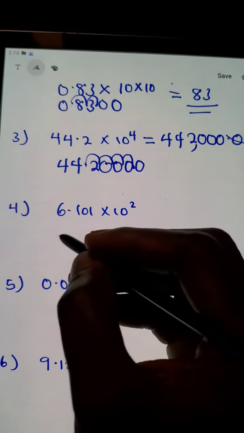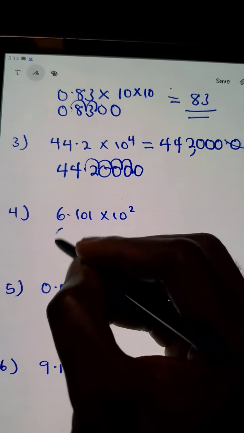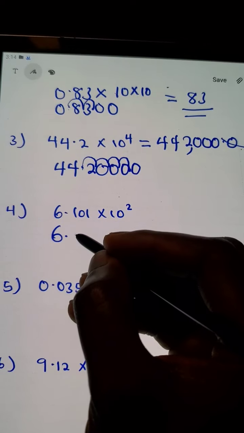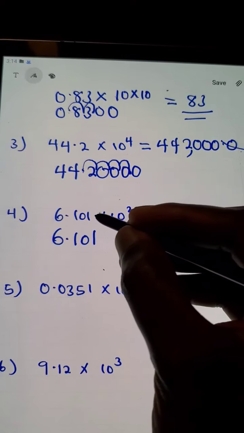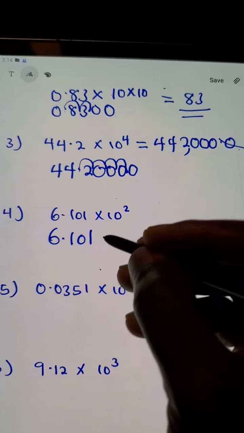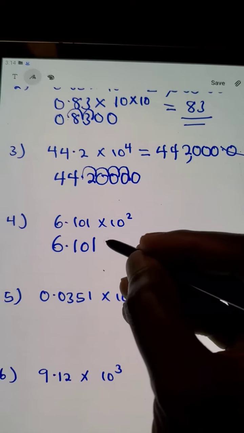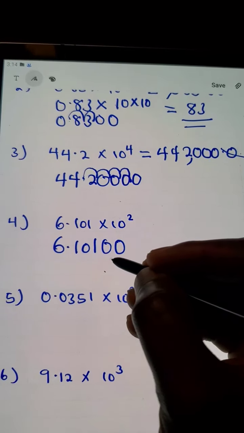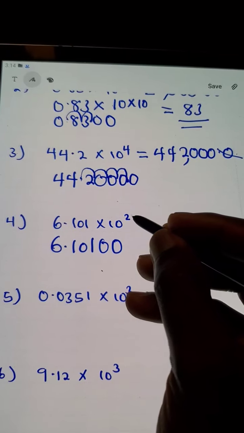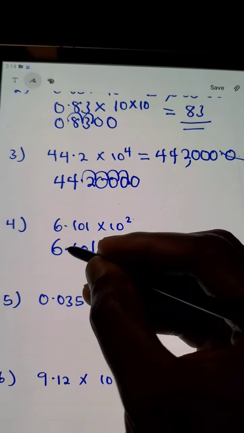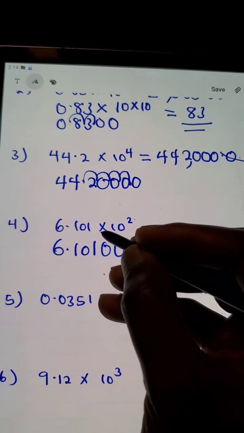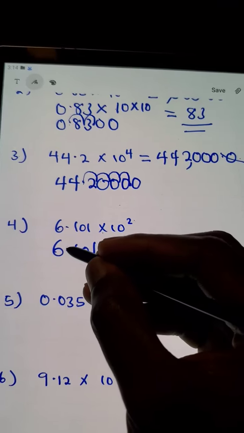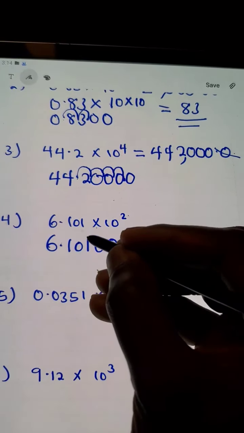1 times 10 raised to the power of 2. Okay, you're going to write down the number, which is 6.101. Then this power will determine the number of 0s you are going to add to this number. Since it is power of 2, it means you add 2 0s to this number. Then after that, since you're dealing with power of 2, you count 2 numbers from this point forward because you're multiplying. I told you if it is multiplication, you are counting 2 numbers from the point forward.